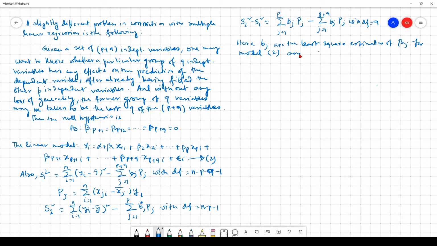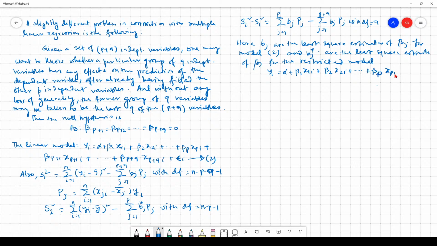And b j star are the least square estimates of beta j for the restricted model, that is, the model under H naught, that is y i equal to alpha plus beta 1 x 1i plus beta 2 x 2i plus ... plus beta p x pi.